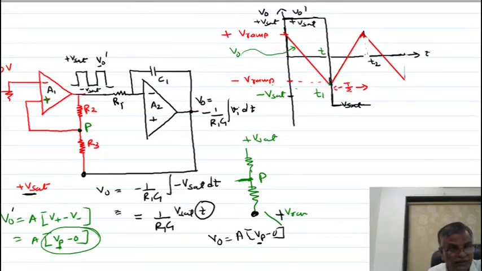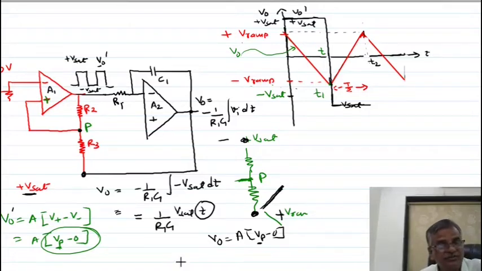This point, this potential, but here minus, at that time this becomes what? Minus, and this is your continuously positive voltage, the positive ramp voltage is coming. So when this positive ramp signal attains this value, how much value? Plus V ramp, means at this time T2. So the potential at P is just above positive, and my output of A1 changes from minus to plus.